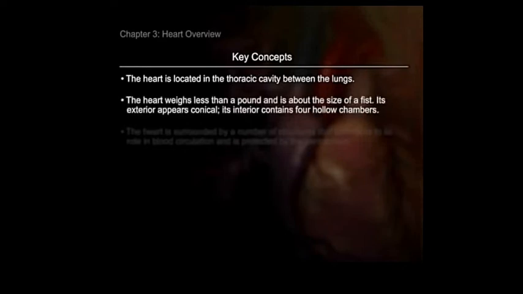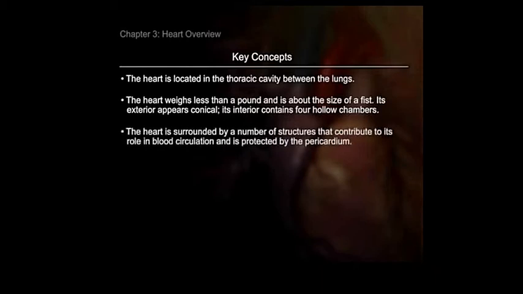Key concepts in this section. The heart is located in the thoracic cavity between the lungs. The heart weighs less than a pound and is about the size of a fist. Its exterior appears conical. Its interior contains 4 hollow chambers. The heart is surrounded by a number of structures that contribute to its role in blood circulation and is protected by the pericardium.